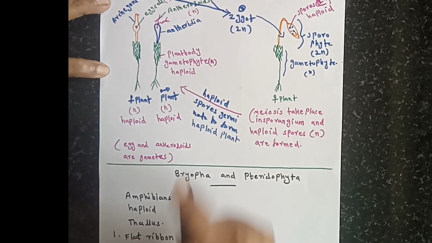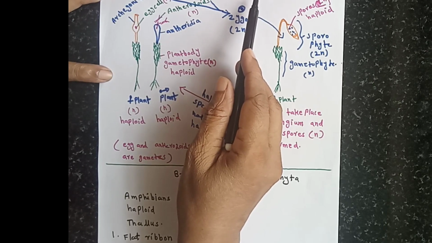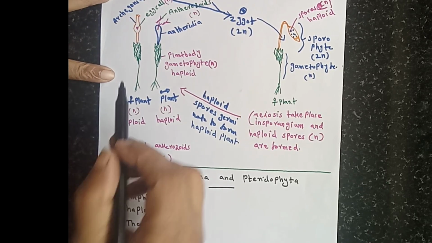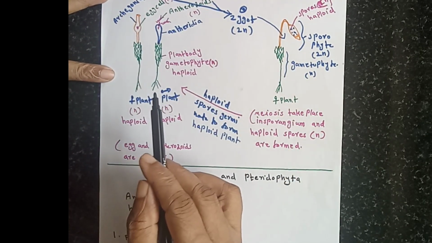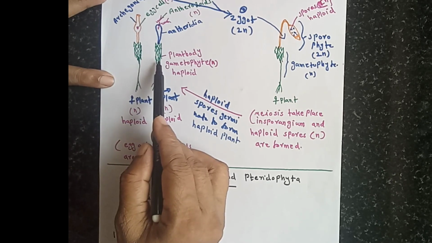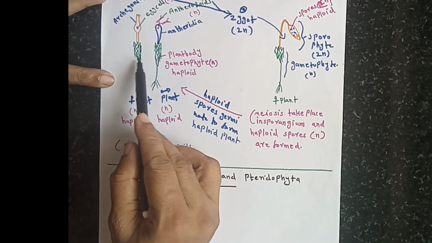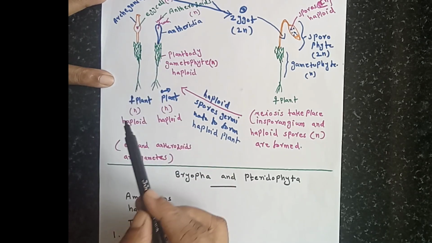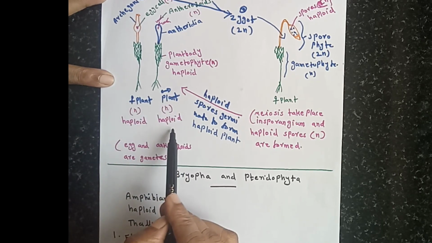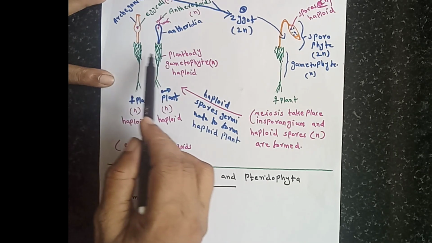Now the life cycle of Bryophyta. Here we take the moss plant as an example. The male and female plant bodies are haploid, so this is known as the gametophytic stage. This is the female plant and this is the male plant. Both of them are haploid. Only half the number of chromosomes is seen in this main plant part.